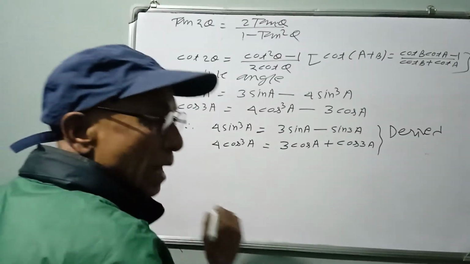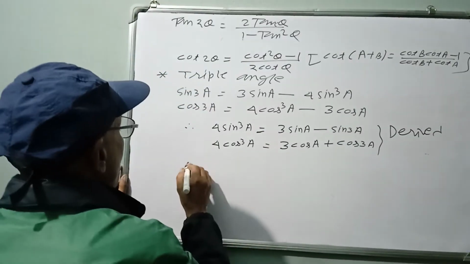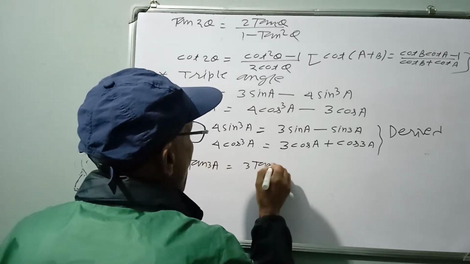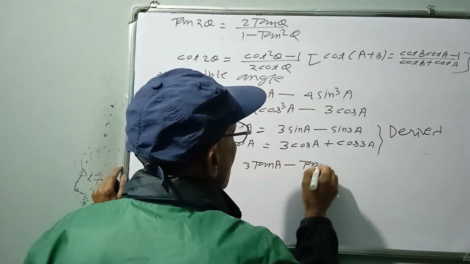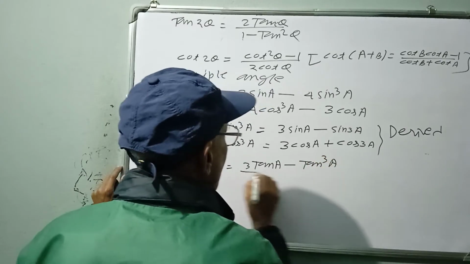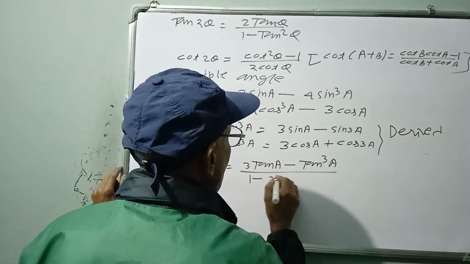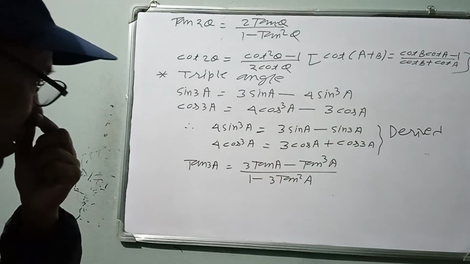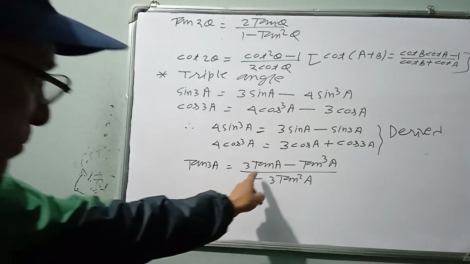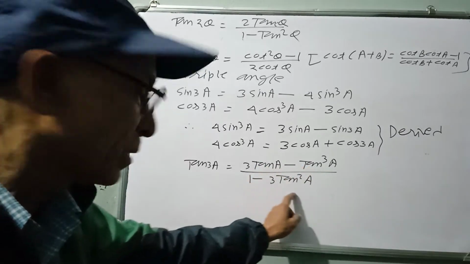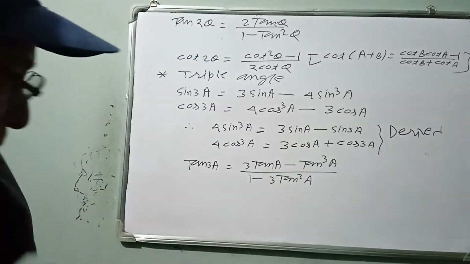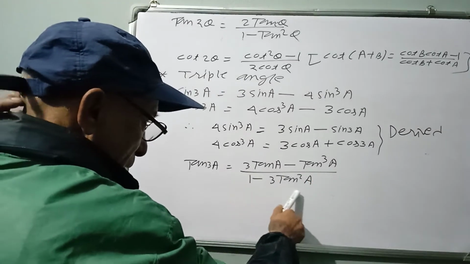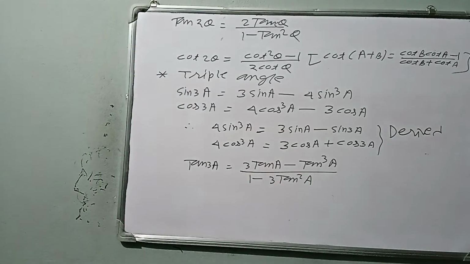In the same way, tan 3A. You can learn yourself. Tan 3A equals 3 tan A minus tan cube A by 1 minus 3 tan square A. You can say cot also, like 3 cot A minus cot 3A by 1 minus 3 cot square A, or cot cube A minus 3 cot A by 3 cot square A minus 1. That is also correct.